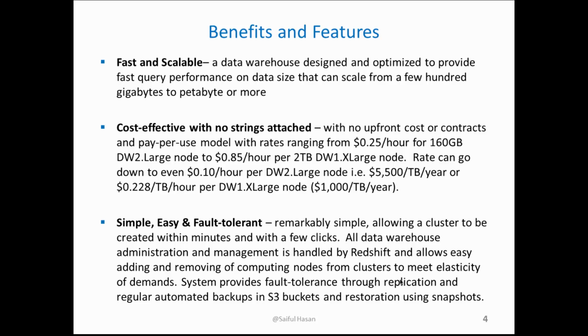With no upfront cost or contracts and the usage of a pay-per-use model, the rates can range from 25 cents an hour for 160 gig to 85 cents an hour for 2 terabytes. The rate can go down even to 10 cents per hour, which makes $5,500 per terabyte per year, or about 0.3 cents per terabyte per hour, which makes it about $1,000 per terabyte per year. Very simple and easy to use, and the system is very fault tolerant.